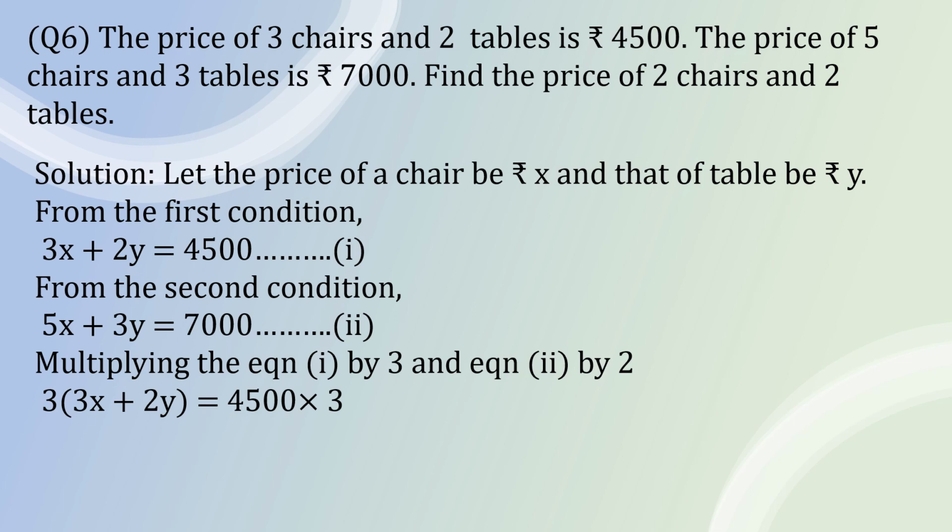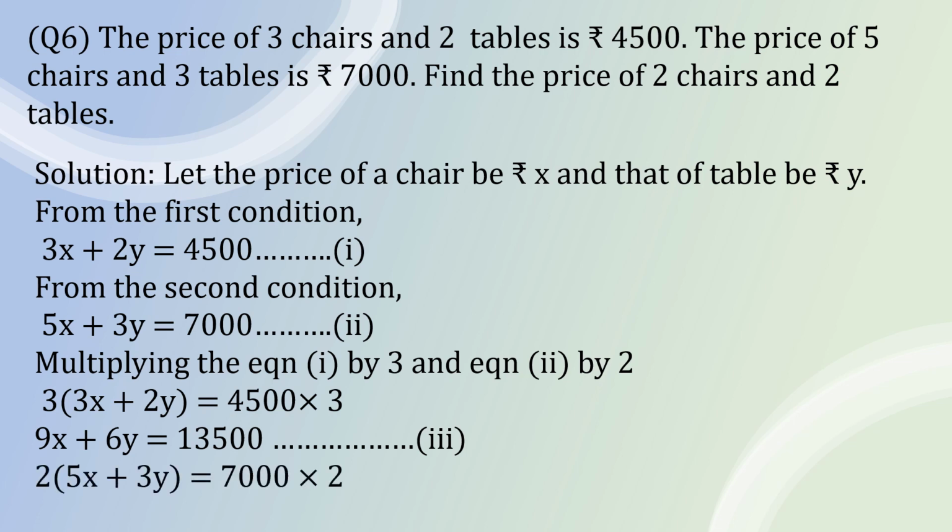into 3. You will solve this. It will become 9x plus 3 2s are 6, so 6y equal to 4,500 into 3. You will get 13,500. So I'll put it as equation number 3. So we have multiplied equation 2 by 2. So we'll write down 2 into 5x plus 3y equal to 7,000 into 2. So when you solve, you'll get 10x plus 6y equal to 7,000 into 2, you'll get 14,000. Then you'll put equation number 4.